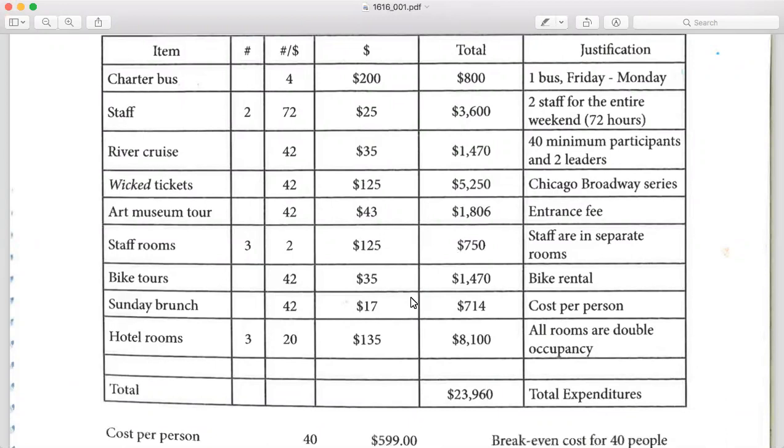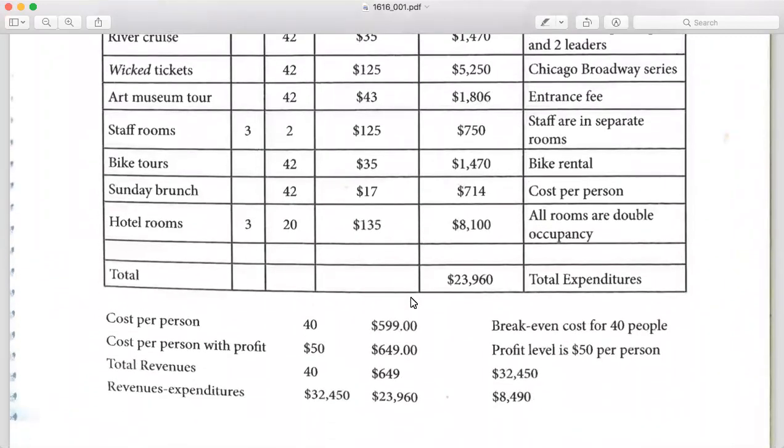Bike tours is the easy one. That's the bike rental cost. Sunday brunch is an easy one. There's a cost per person. You can see that hotel rooms are double occupancy, except that it doesn't include staff. In any case, you go through this exercise and you get down to $23,960.